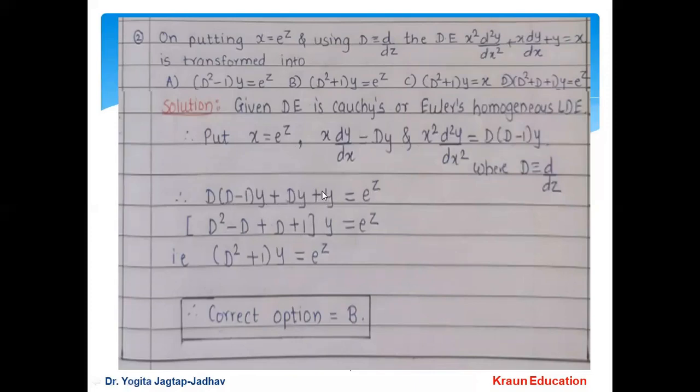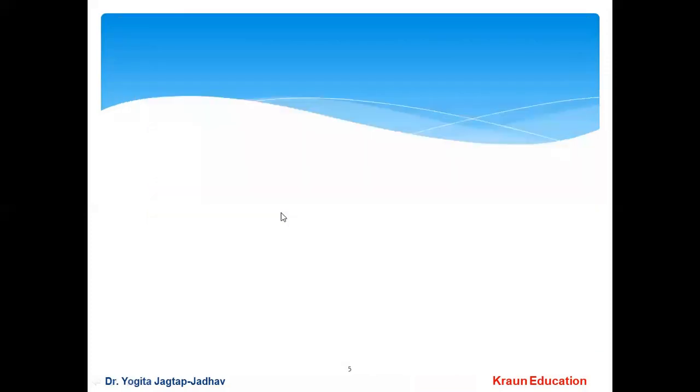From each term on the left side, we can take y common. When I multiply this D inside the bracket, we get D square minus D. The second term becomes D, and from the last term, when I take y common, we have 1 here. Here plus D minus D get cancelled, and we have D square plus 1 operating on y equal to e raised to z. And this is your required option. Therefore, the correct option is B.